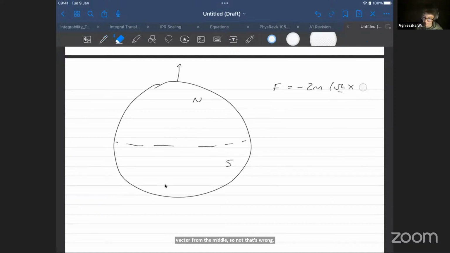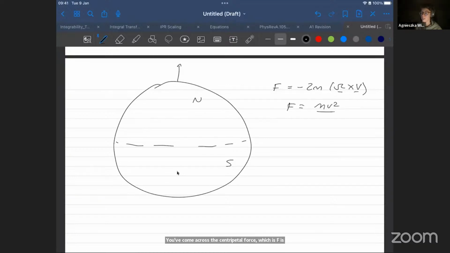Times the velocity vector. So let's talk about this expression, because it's obviously something that you have not come across. You've come across the centripetal force, which is F equals mv squared over r. This is the force that you feel when you travel in a circle.